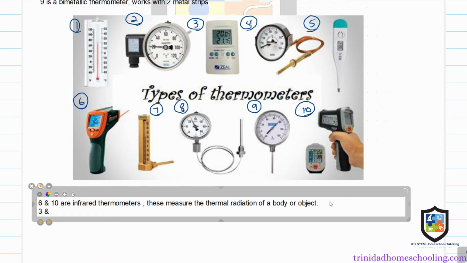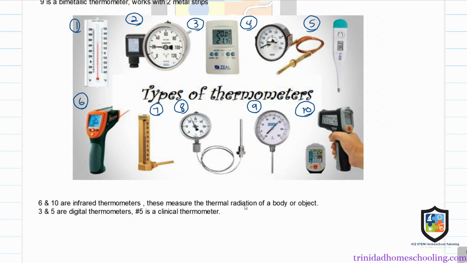Thermometers 3 and 5 are digital thermometers, and number 5 especially is a clinical thermometer. So again, in Form 4 we will go into detail about clinical thermometers, bimetallic thermometers, and liquid and glass thermometers. Okay, so these are the types of thermometers and a brief description of how they work, how they measure this temperature.